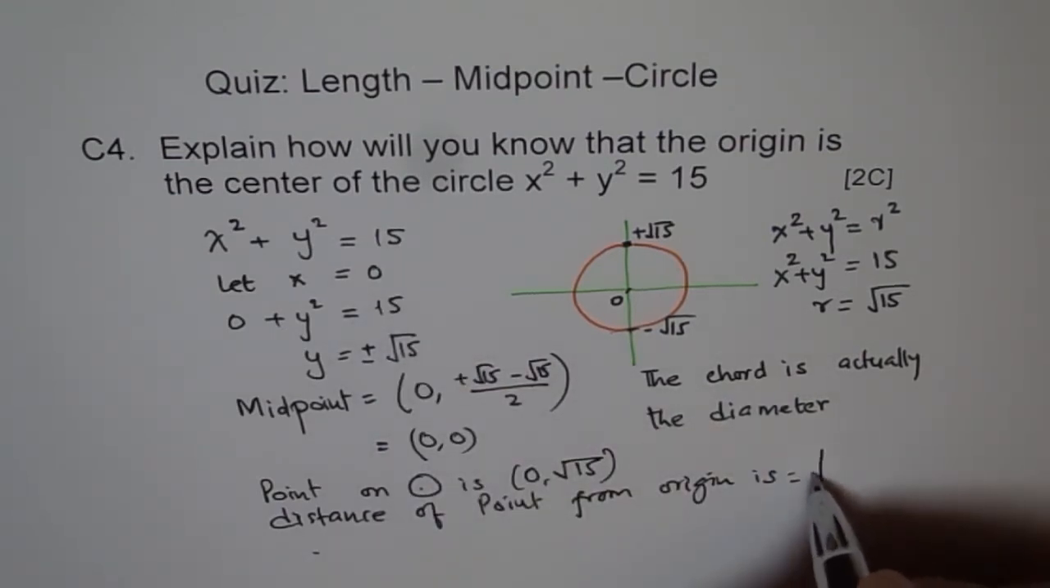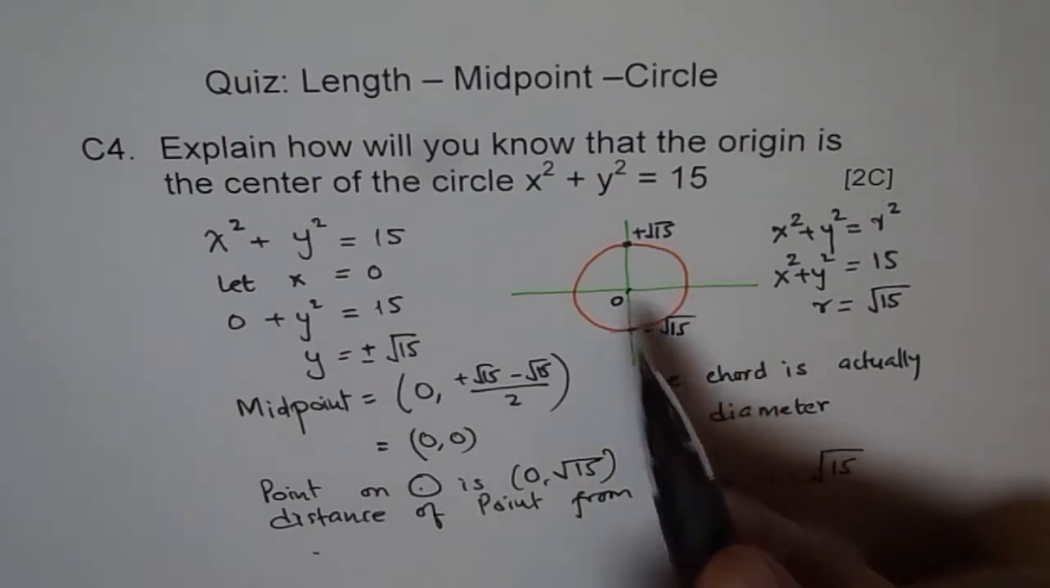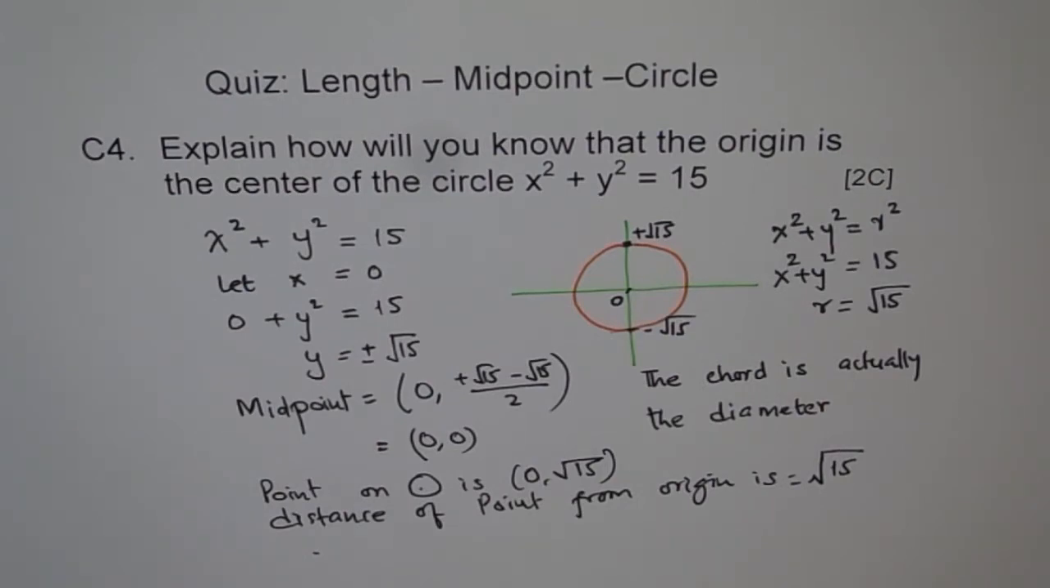So it is also square root 15, and therefore the center is at the origin. So we can explain it like this also, correct? Thank you.